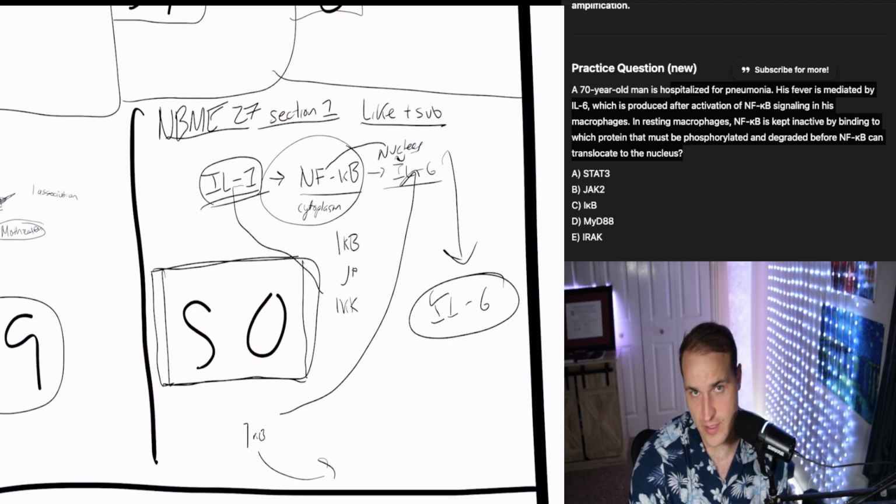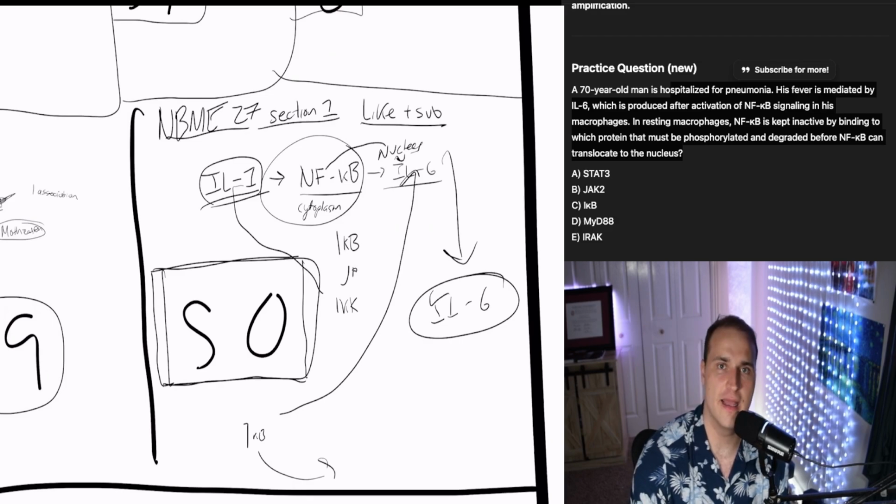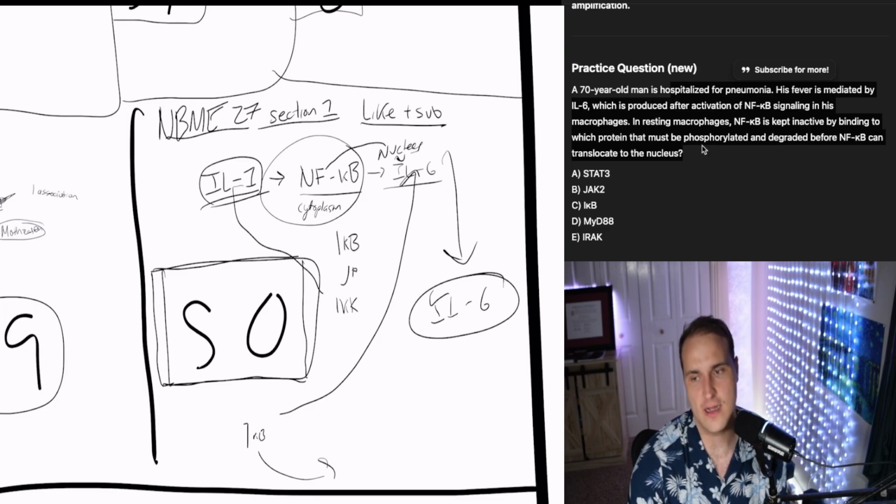The key facts to remember: if it has an I in it, it's probably an inhibitor. There's also the kinase that phosphorylates I-kappa B, which is I-kappa K, or the IKK. And IL-1 is the cytokine, the trigger that starts the whole cascade. Okay, cool. That's all I wanted to say.